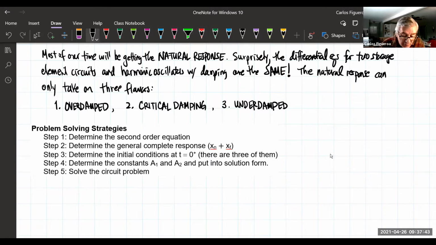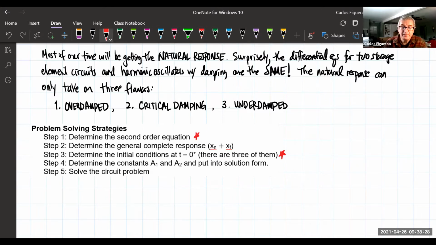Then we're going to go to step 2. We get the complete response. From the complete response, we get the initial conditions. There's a minimum of 3, sometimes 4. And then we derive our natural response constants, A1 and A2, put it into solution form, and of course, we solve the circuit problem. The 2 things you want to be most afraid of are step 1 and step 3, and they are very closely related to each other.